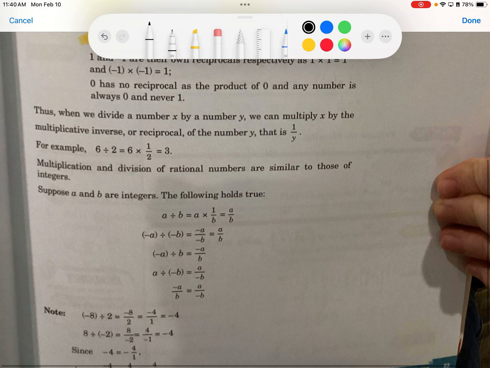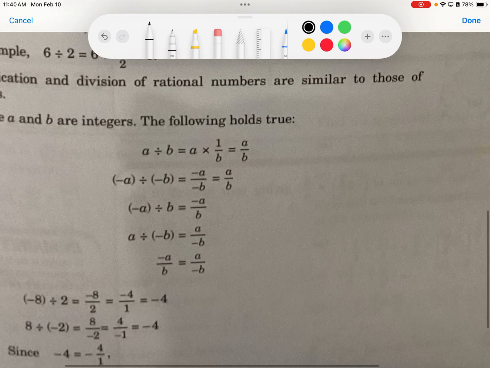Thus, when we divide a number x by a number y, we can multiply x by the multiplicative inverse or reciprocal of the number y. That is 1 over y. For example, 6 divided by 2 equals 6 times 1/2, which is 3. Multiplication and division of rational numbers are similar to those of integers. Suppose a and b are integers. The following holds true. A divided by b equals a times 1 over b equals a over b.